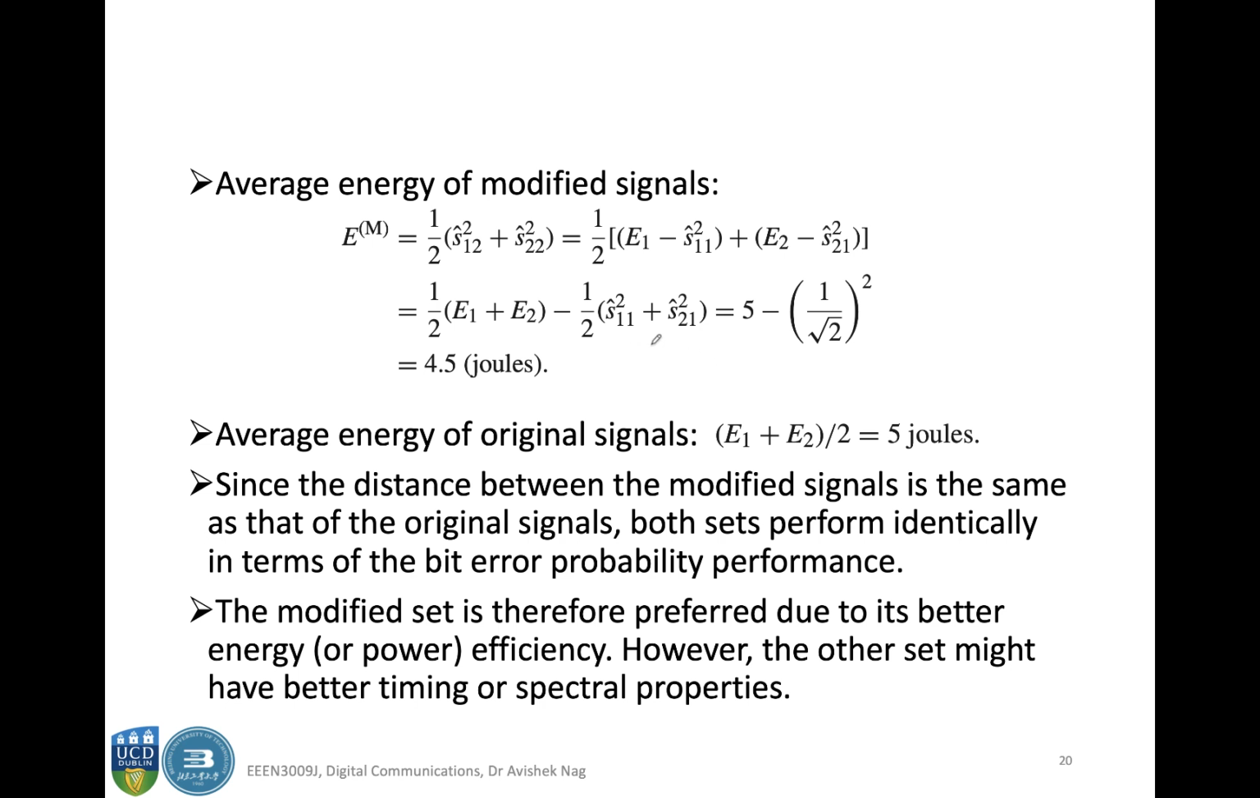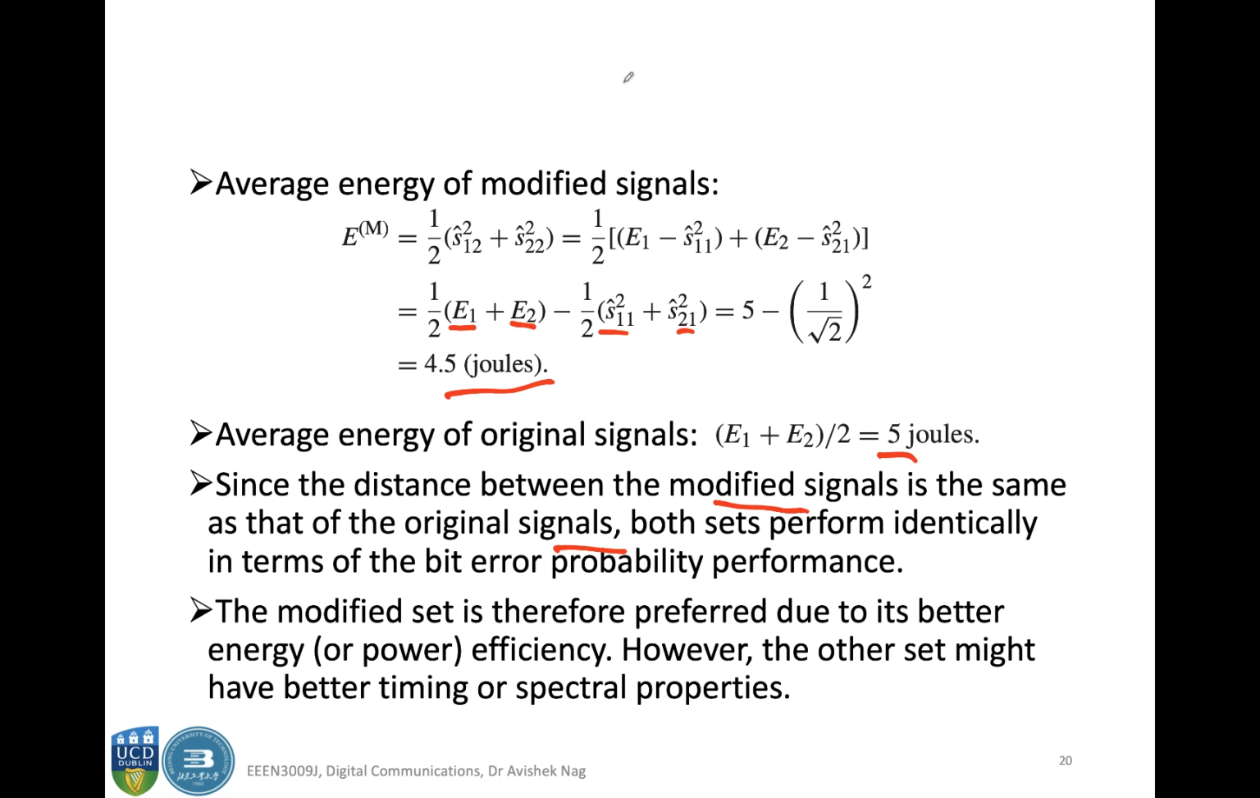So this expression will lead you to half of the energy of S1 plus the energy of S2 minus half of this term, and then this will give you 4.5 joules, okay. And the average energy of the original signals will give you 5 joules, okay. So since the distance between the modified signals is the same as that of the original signals, both sets perform identically in terms of bit error probability.